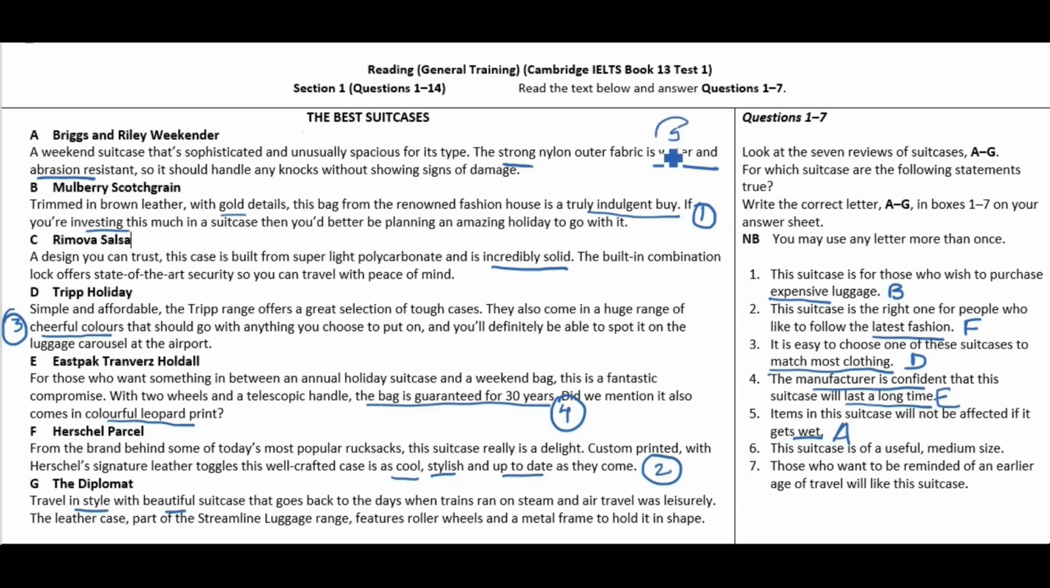Number 6, this suitcase is of a useful medium size. Medium size and useful are my keywords, the main one being medium size. So now I'm looking for size of a suitcase. This one says unusually spacious, so certainly not. This is talking about a very big suitcase. If I look at B, no mention of size. C, no mention of size.